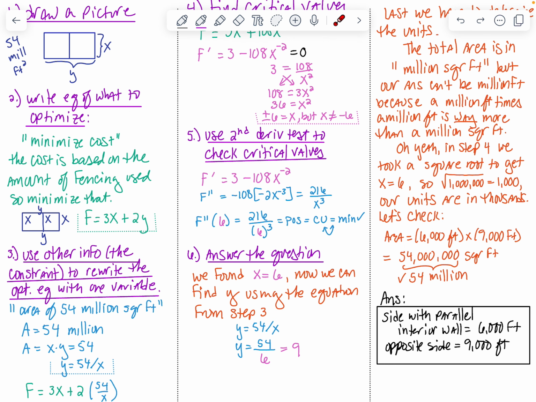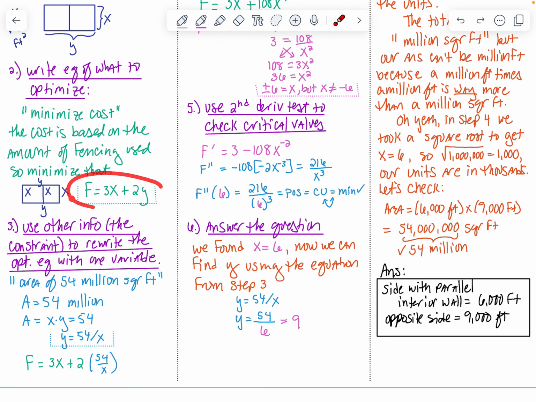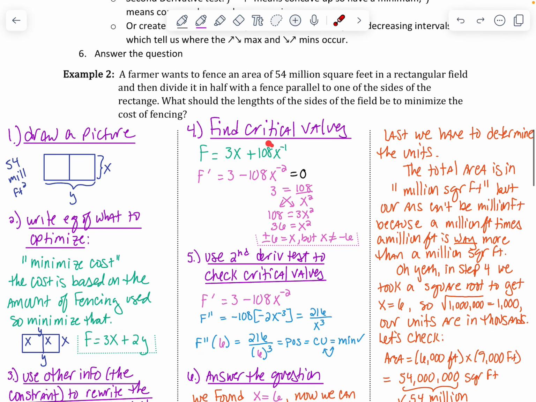The formula for the area of a rectangle is just length times width. And I need to take my original optimization problem, and instead of having X and Y, I need one variable. So I'm going to take that constraint function. In my case, I solved for Y by dividing by X. And now I can plug this value into Y to get a new equation. And so if I multiply the 2 and the 54, I'll get 108.